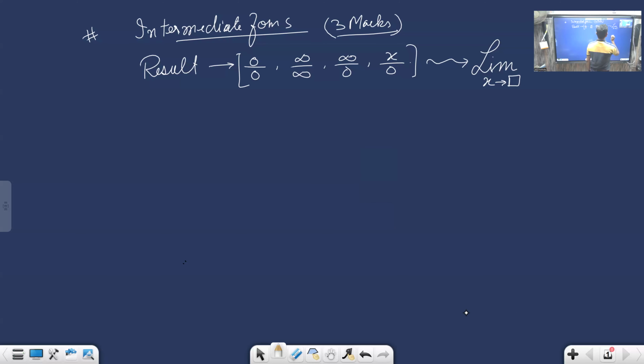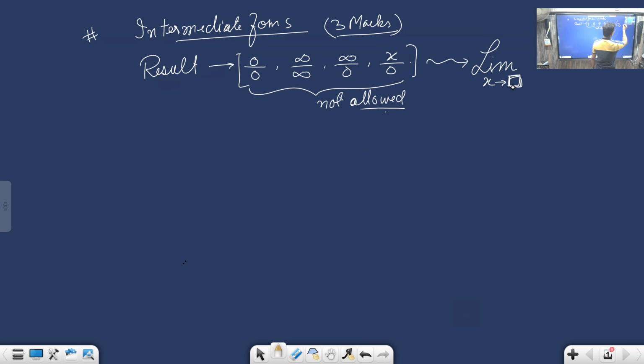So this results in something not allowed. And when will this come? ये कब आएगा? There is a limit. You put any value of x in the given function, whatever function you say, f of x, right? And what happens is कि ये आपका इस तरह का result दे देगा.